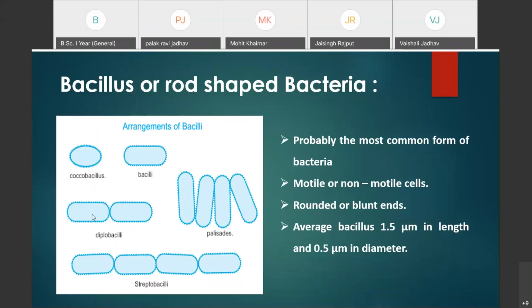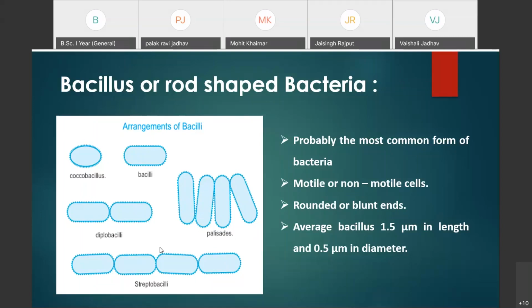Diplo means two, the two bacteria. These rod shaped bacteria present in pairs are referred to as the diplobacilli. When a number of bacilli are arranged side by side, as you can see in this photograph, attached to each other side by side, these are said to be the palisades.